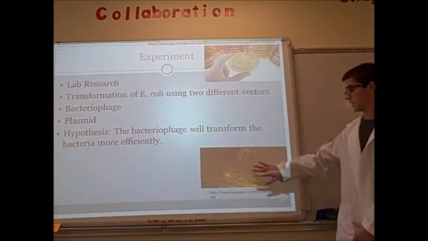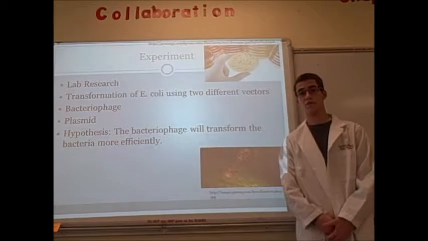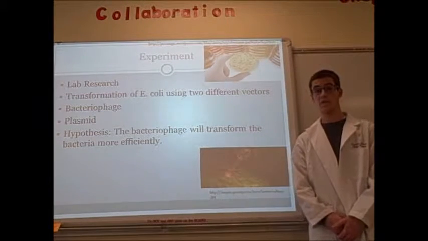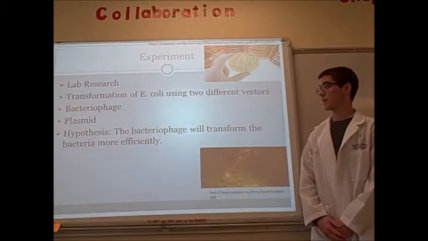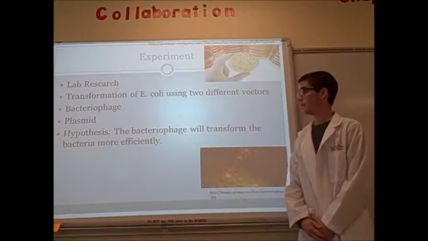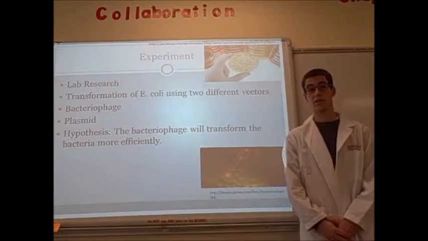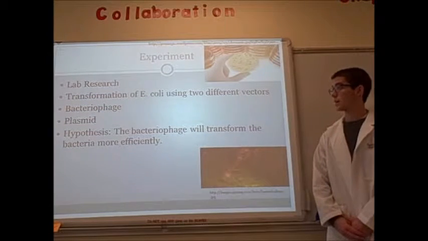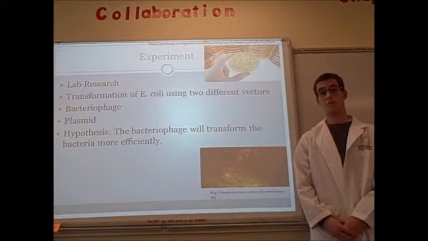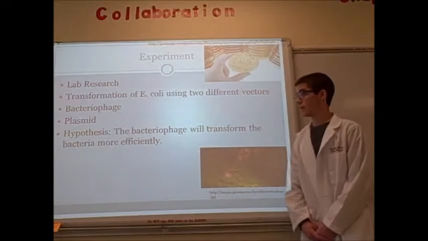The bacteriophage, depicted here, is a virus that infects bacteria. The virus transduces the DNA located inside the virus into the bacteria, where the bacteria then proceed to replicate the DNA and produce whatever the DNA codes for. The plasmid is another piece of DNA. It is covalently closed in a circle, and the plasmid DNA is transduced, or put through the bacterial membrane, by a process known as heat shock.